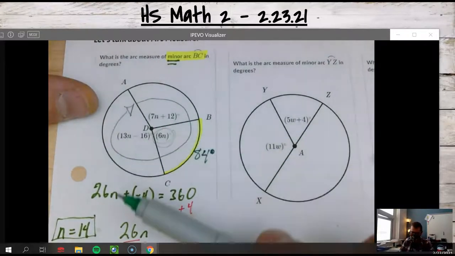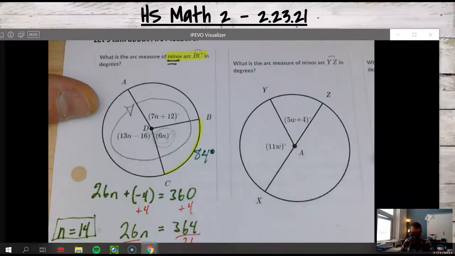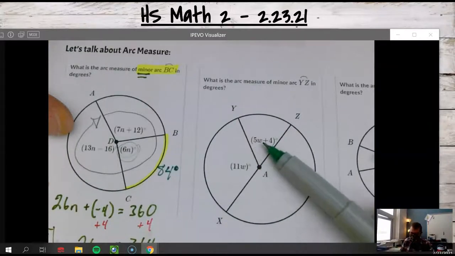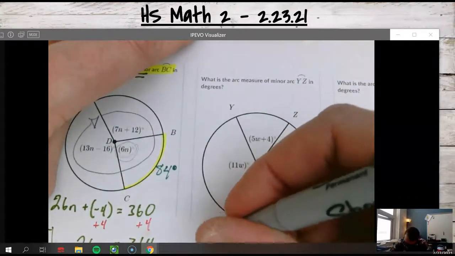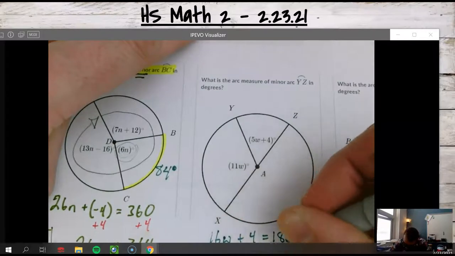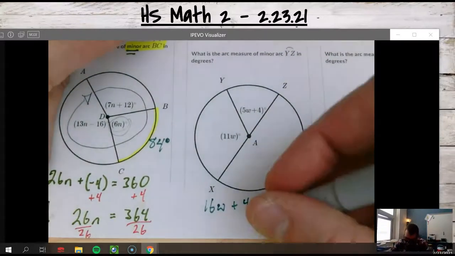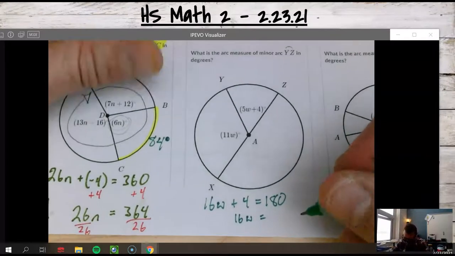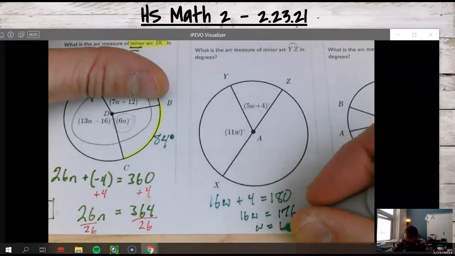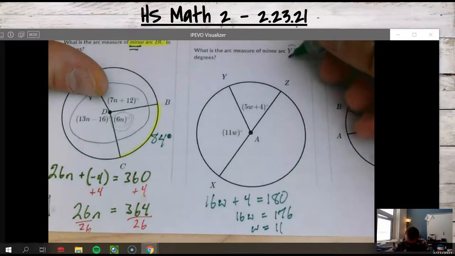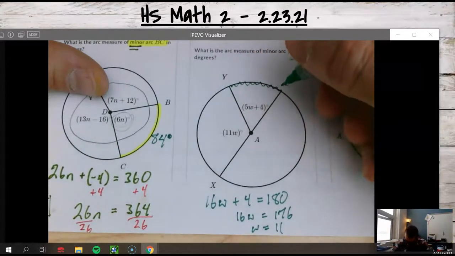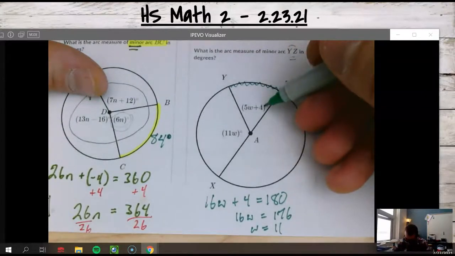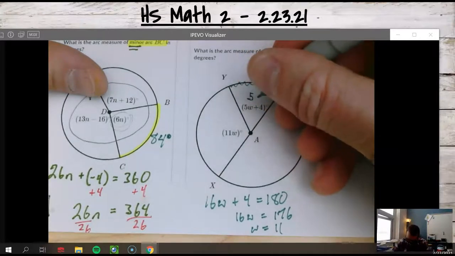We put all of the expressions together equal to 360 and solved algebraically. What are our expressions going to sum to here? Avi, we haven't heard from you yet. Absolutely. 16W plus 4 equals 180, and we don't have to write out the minus 4 if we don't want to. W is equal to 11. So YZ is this arc. Right? So you guys did 55 plus 4, so you got 59. I thought I heard somebody say it's 55.